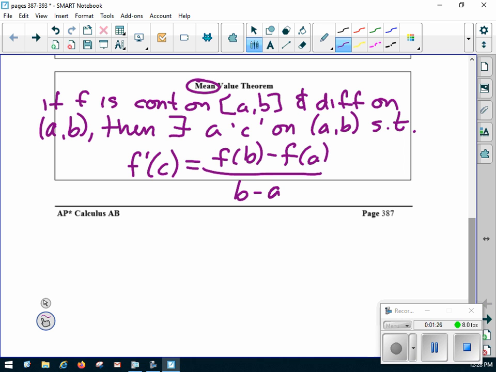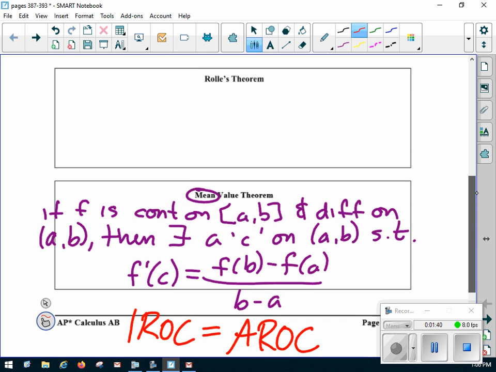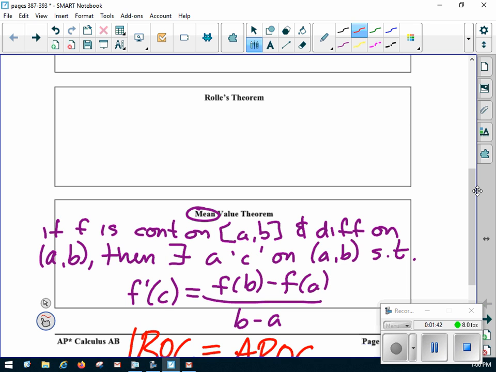You're thinking about Rolle's theorem. Remember, I rock equals a rock. We'll pick up there after lunch. We're working backwards. Rolle's theorem. Criteria on Rolle's theorem. Let's see.